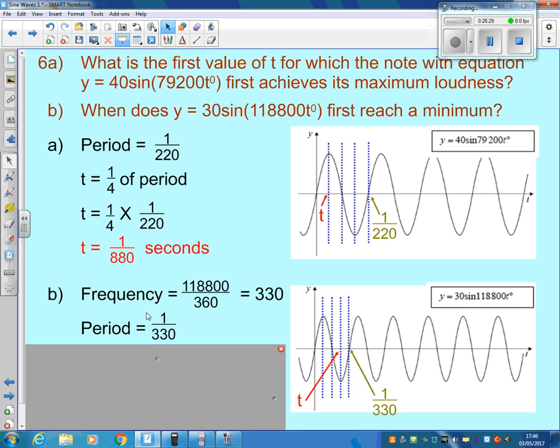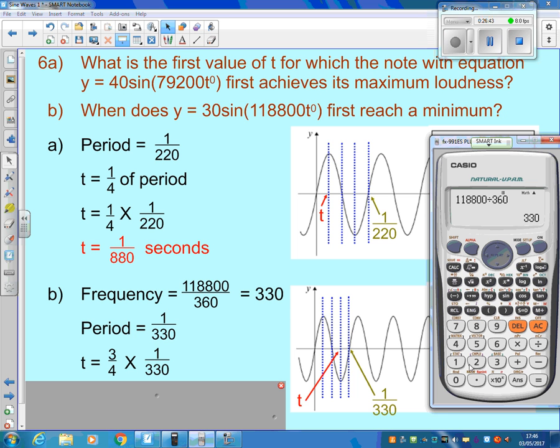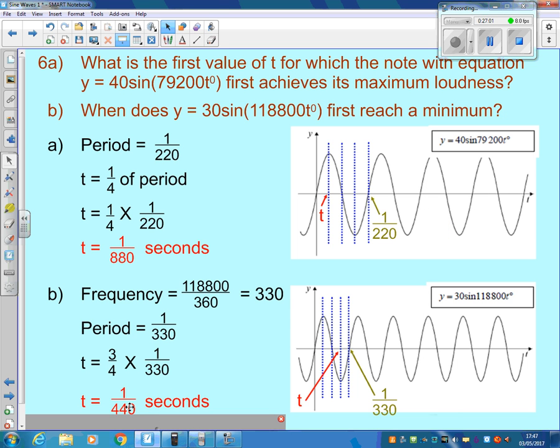Okay. And if you know the period is 1 over 330, this time, instead of going a quarter of the way to get the minimum, we go 1 quarter, 2 quarters, 3 quarters of the way. So all I'm having to do is 3 quarters multiplied by 1 over 330 equals, that's 1 over 440, exactly the same answer as we got last time. So it doesn't matter whether you use this method or whether you use the onion method, you're getting the same answers.